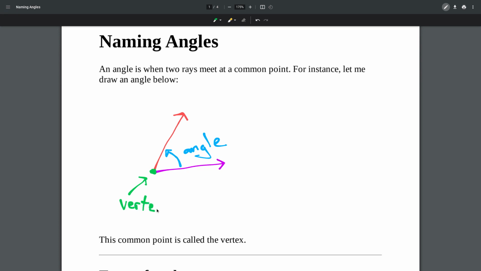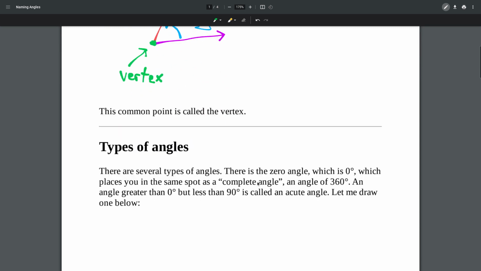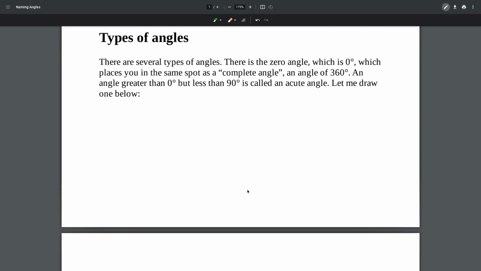And in this video, we're going to talk about angles in terms of degrees. We're going to leave radians for another video, but do note that they are measured in radians and degrees. Okay, so let's talk about types of angles. So there are several types of angles. There's a zero angle, which is 0 degrees. Let me draw one of those.